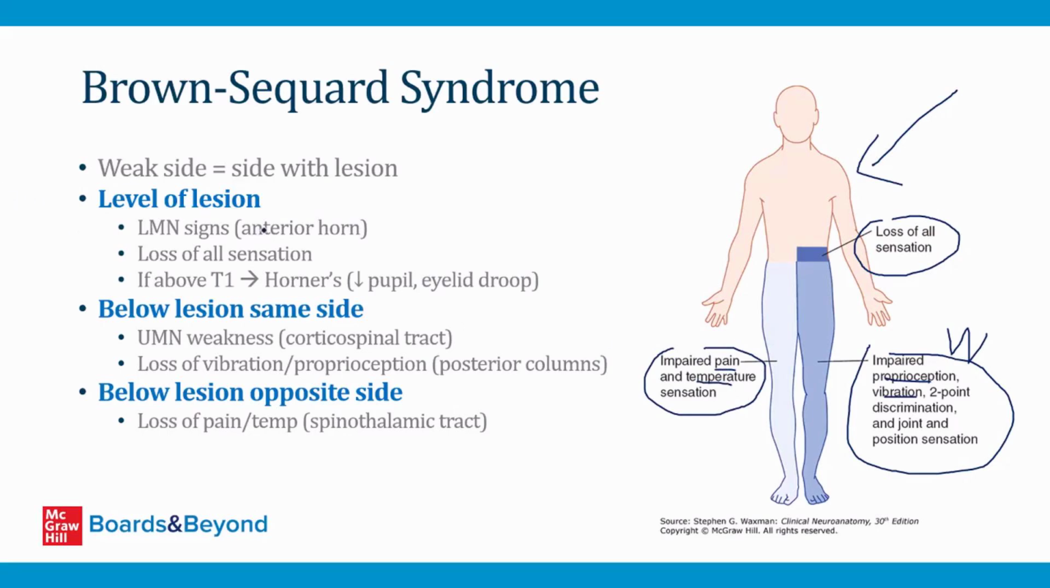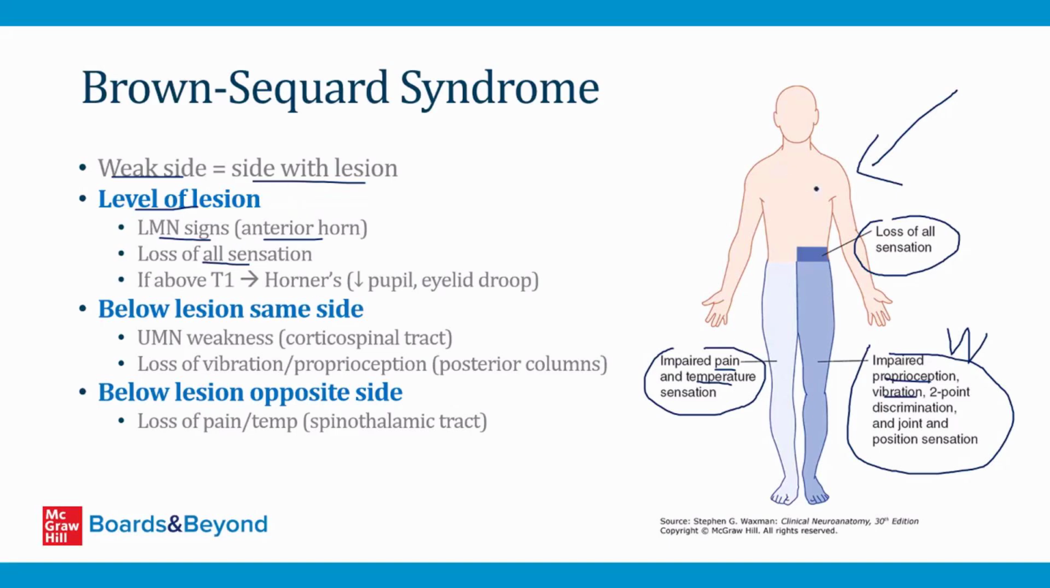So I've summarized all these things over here on this slide. First of all, the side with motor weakness, that's the side with the lesion. This is the easy way to figure this out in a board question. At the specific level of the lesion, you will have lower motor neuron signs from damage to the anterior horn cells, and you will have loss of all sensation. This is everything: pain, temperature, proprioception, vibration.